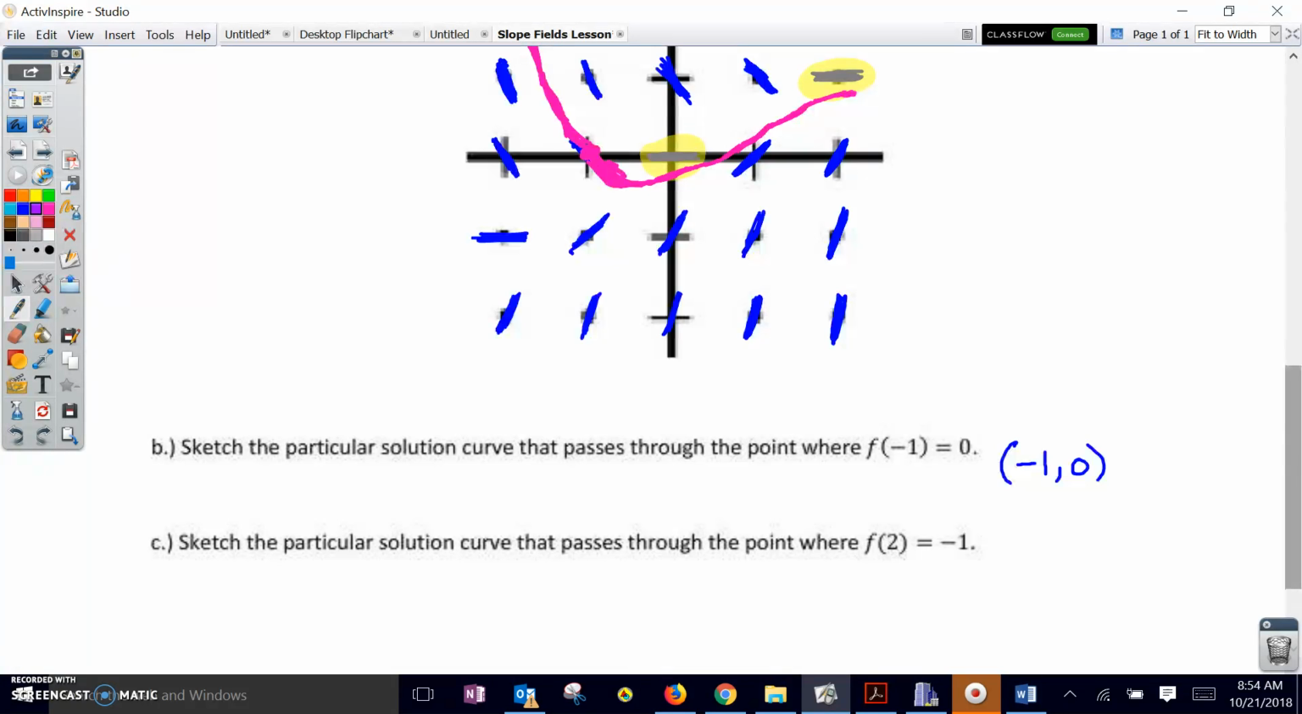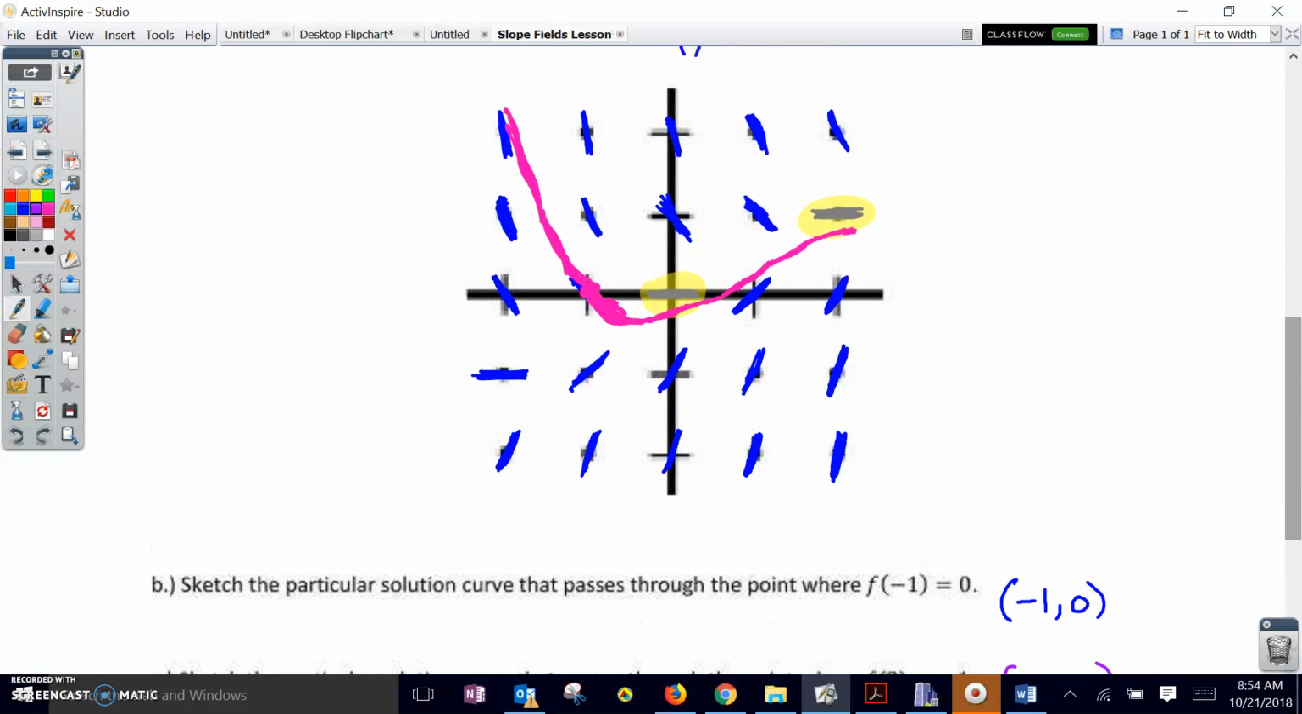Alright, and then we've got the solution curve that goes through the point where f of 2 is -1, so we want to draw it through the point 2, -1. So I'll go over to 2, -1. And I don't have a lot to work with over here. We've got a gradually steeper negative, and then this is going to start to flatten out a little bit. And there's a sketch of the solution curve for part C that we can fit on this particular grid. So that's how we create a slope field, and how we might sketch an example solution curve on the slope field that goes through a given point.